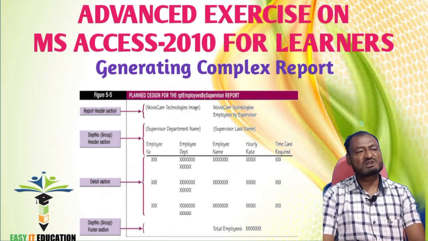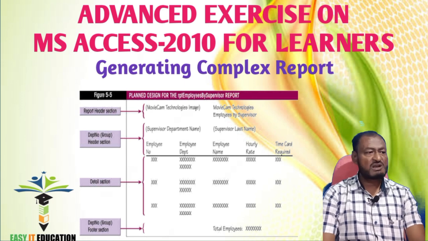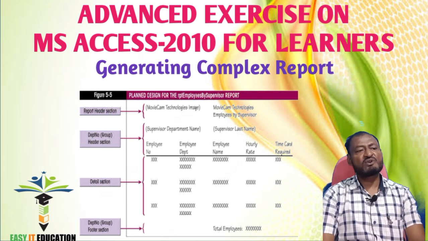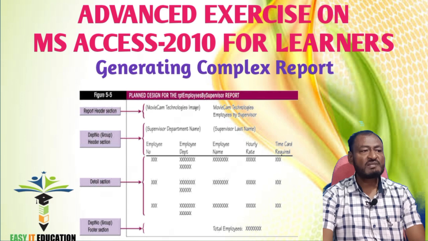Number 5. Include subreports to display additional related information. Number 6. Implement conditional formatting to highlight specific data based on criteria. Number 7. Customize the report layout by adjusting headers, footers, and margins.